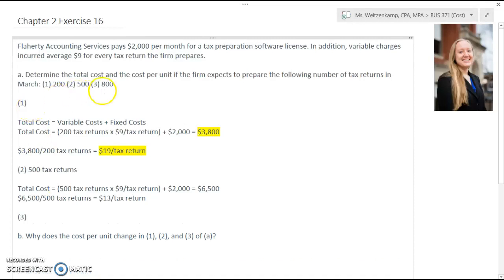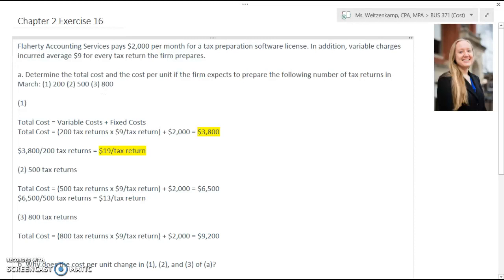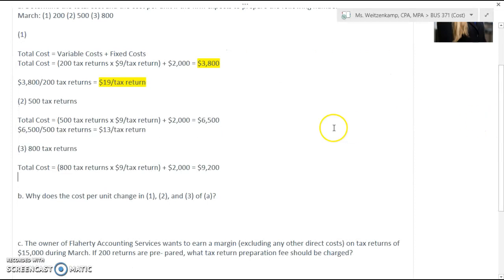Assumption 3, we have 800 tax returns. So we're going to calculate total cost. And total cost is 800 tax returns times that same $9 per tax return, plus the same exact fixed cost, $2,000, we come up with our total. So 800 times 9 plus 2,000, we have a total of $9,200.